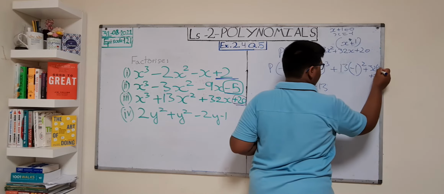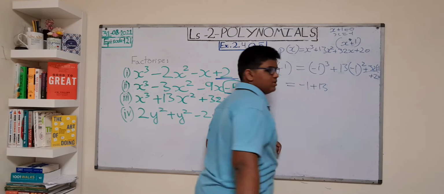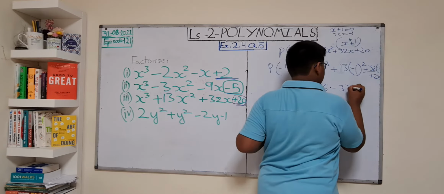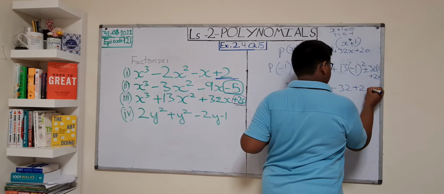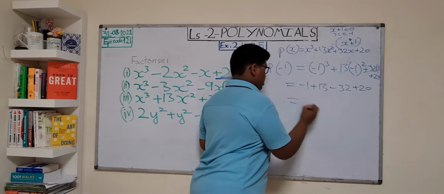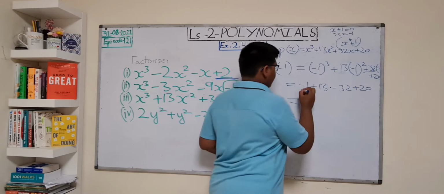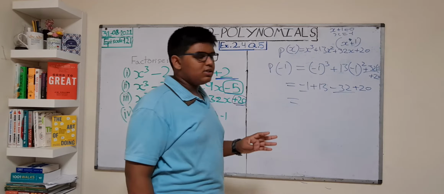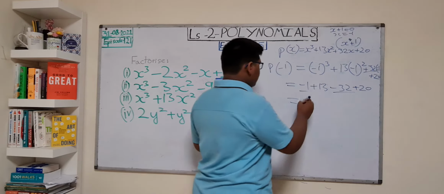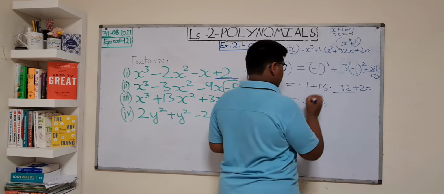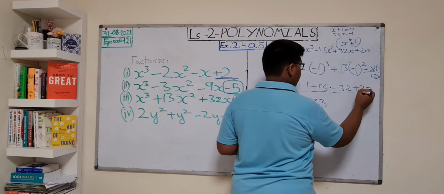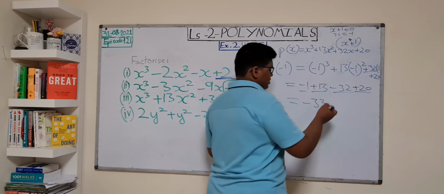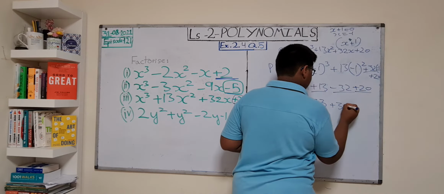Then plus, now here we have minus and here we have plus. So plus and minus means negative sign. So minus 32 plus 20 as it is. Now let's see the negative numbers. So here we have minus and minus. So we will add minus 1 plus minus 32. That will be minus 33. Then we have plus 13 and plus 20. So 13 plus 20 is 33, right?